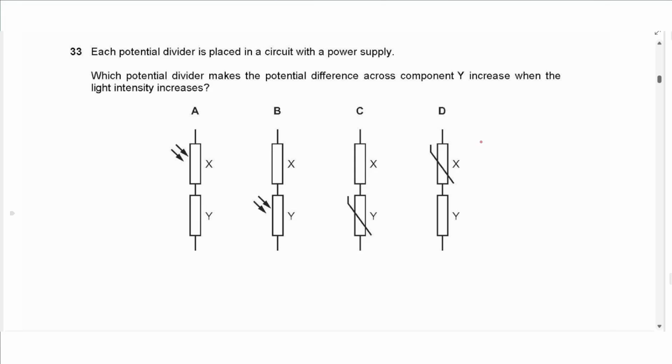Question 33 says each potential divider is placed in a circuit with a power supply. Which potential divider makes the potential difference across component Y increase when the light intensity increases? So we need an LDR here, not a thermistor, so C and D are rejected. When the light intensity increases, the resistance of the LDR decreases. So the voltage across the LDR decreases and we want the potential difference to increase. So Y would not be the LDR. Y would be the other component in series. So X is the LDR, Y is the other component or the fixed resistor, so we choose A.